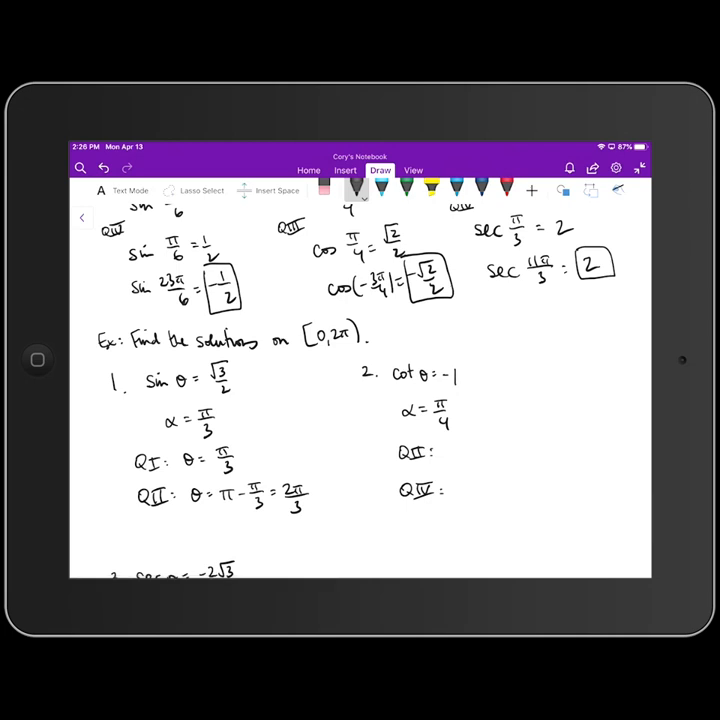Our angle in quadrant 2 with reference angle pi over 4 will be pi minus the reference angle pi over 4, which is 3 pi over 4. The angle in quadrant 4 with reference angle pi over 4 is 2 pi minus the reference angle pi over 4, which is 7 pi over 4.